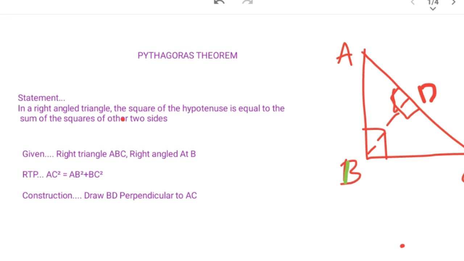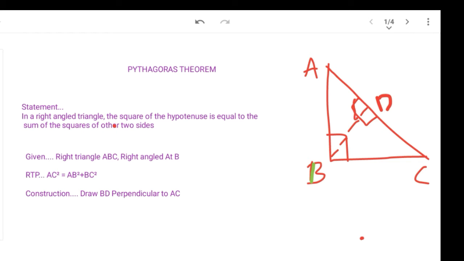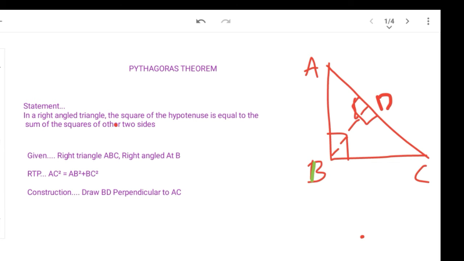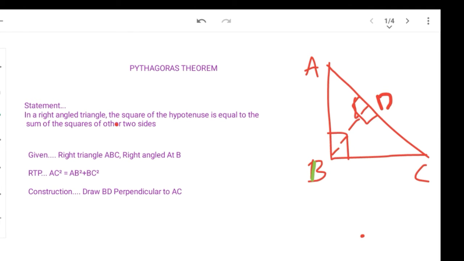So in this statement, what is the given thing? We have a right angle triangle which is right angled at B. That is what I have written here. The given is right angle triangle ABC right angled at B. Now what is the RTP? What is the thing we have to prove? Required to prove. What is that?